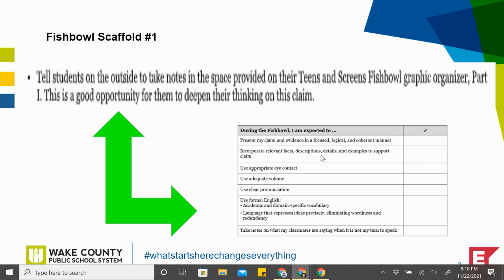The first possible pitfall is the outer circle's task. While the directions have the outside circle taking additional notes during the discussion, I know I have classes that need more specific directions. One of the best ideas I have used is to give them a copy of the fishbowl expectations and then pair them with one of the students on the inside of the fishbowl.